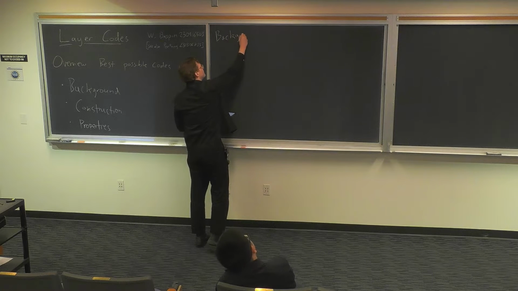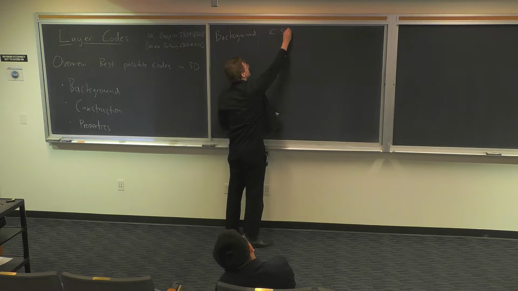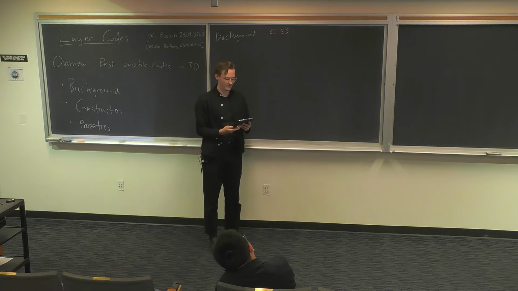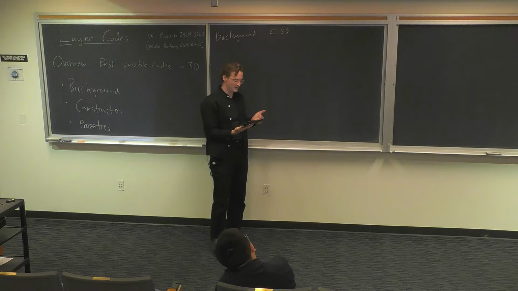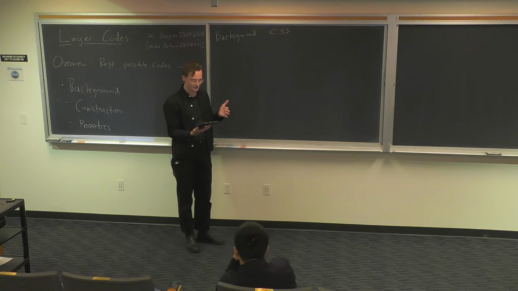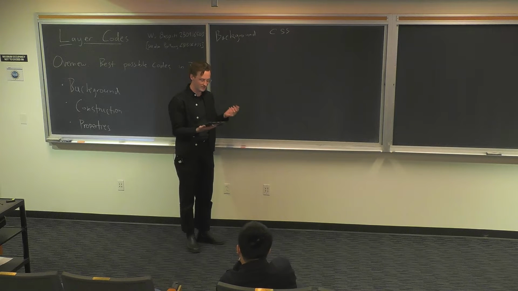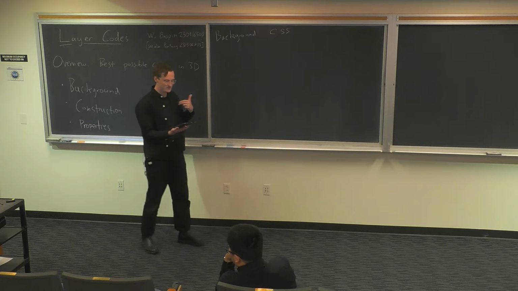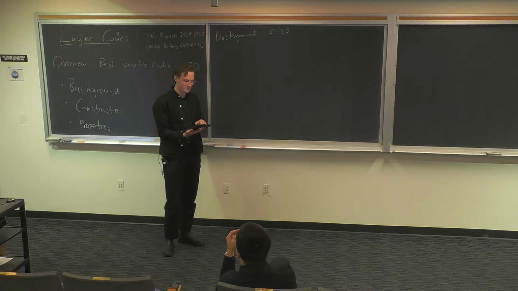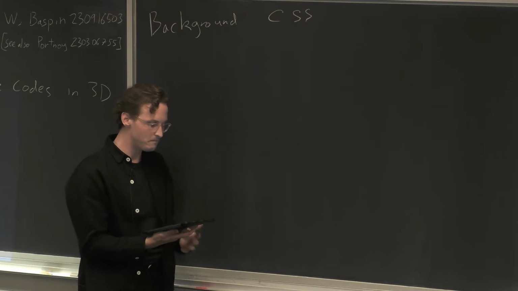The kind of codes I'm going to talk about are all going to be CSS codes, named after Calderbank, Shor, and Steane. These are the simplest possible codes you can have, but they end up doing really well. We'll see you can get the best possible codes in 3D from them. We have also recently seen you get the best possible codes with no spatial restrictions, but with LDPC codes, from these. So even though they're quite simple, they can get you a long way.